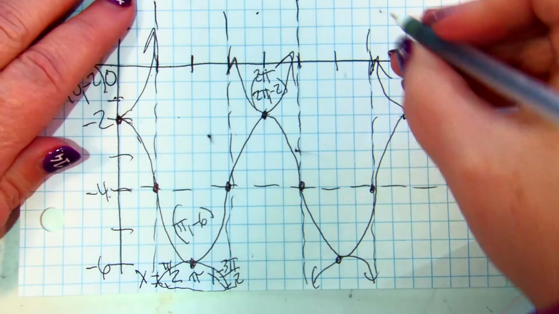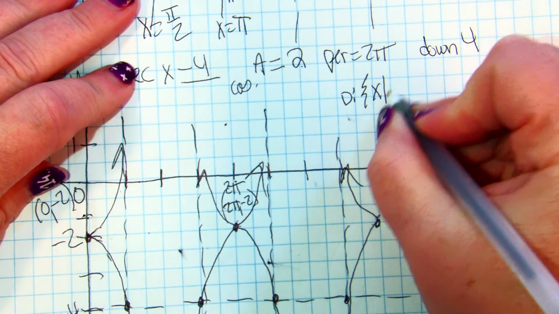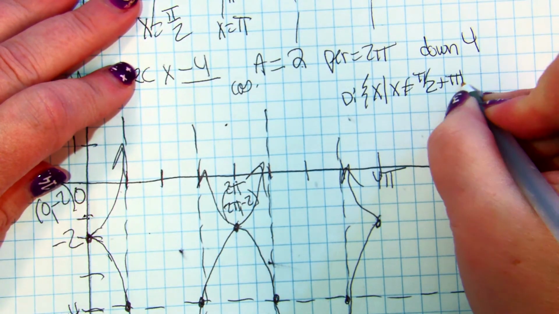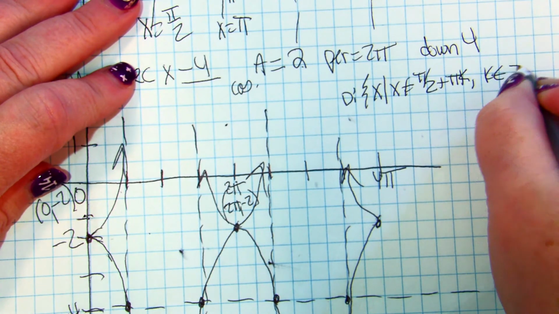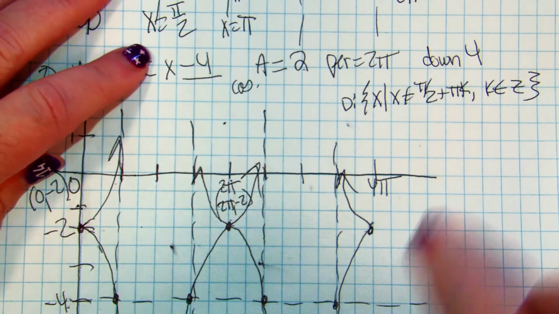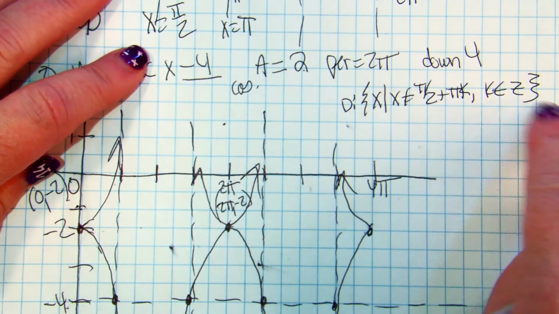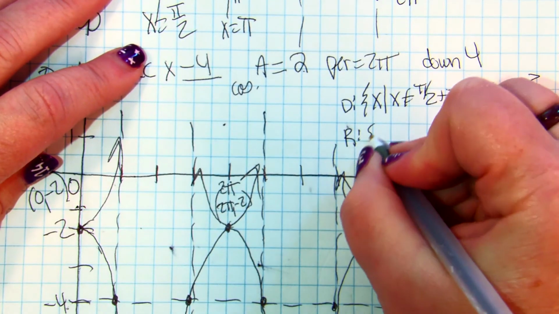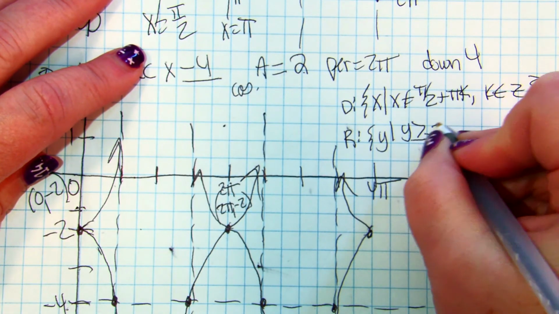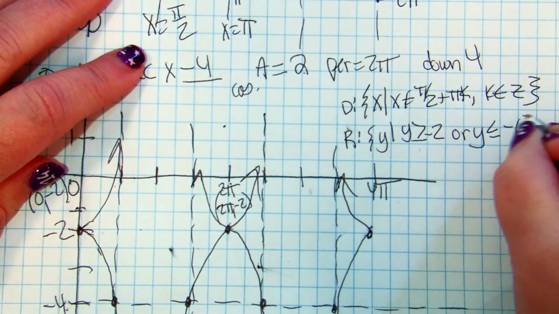So our domain is x such that x is not equal to the first one, which is pi over 2 plus pi k. k is an element of the integers. The first asymptote is at pi over 2, and then the distance between the asymptotes is half the period, which is pi plus pi k, and then the range is y such that y is greater than or equal to negative 2, or y is less than or equal to negative 6.